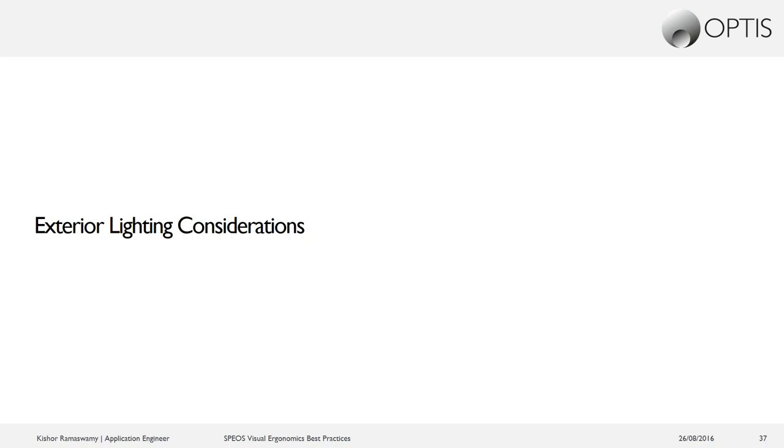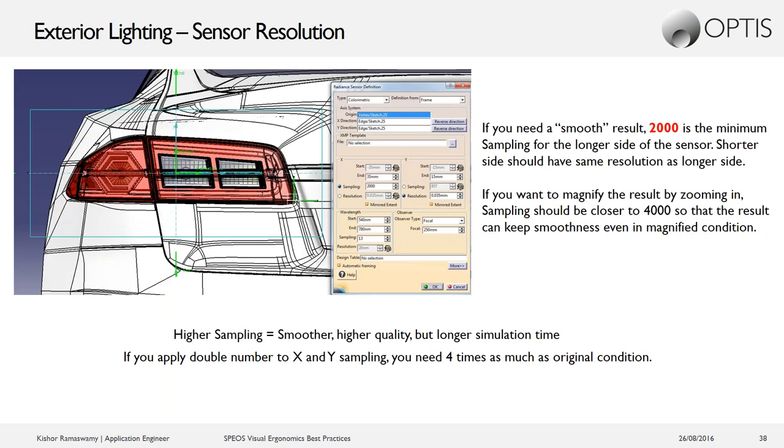Switching to exterior lighting considerations. The first important parameter is the sensor resolution. The resolution of your sensor will greatly define how your result appears in both lit conditions and unlit conditions. In order to have a result that appears smooth, we recommend 2,000 sampling as the minimum for the longer side of the sensor, and then the shorter side should have the same resolution.